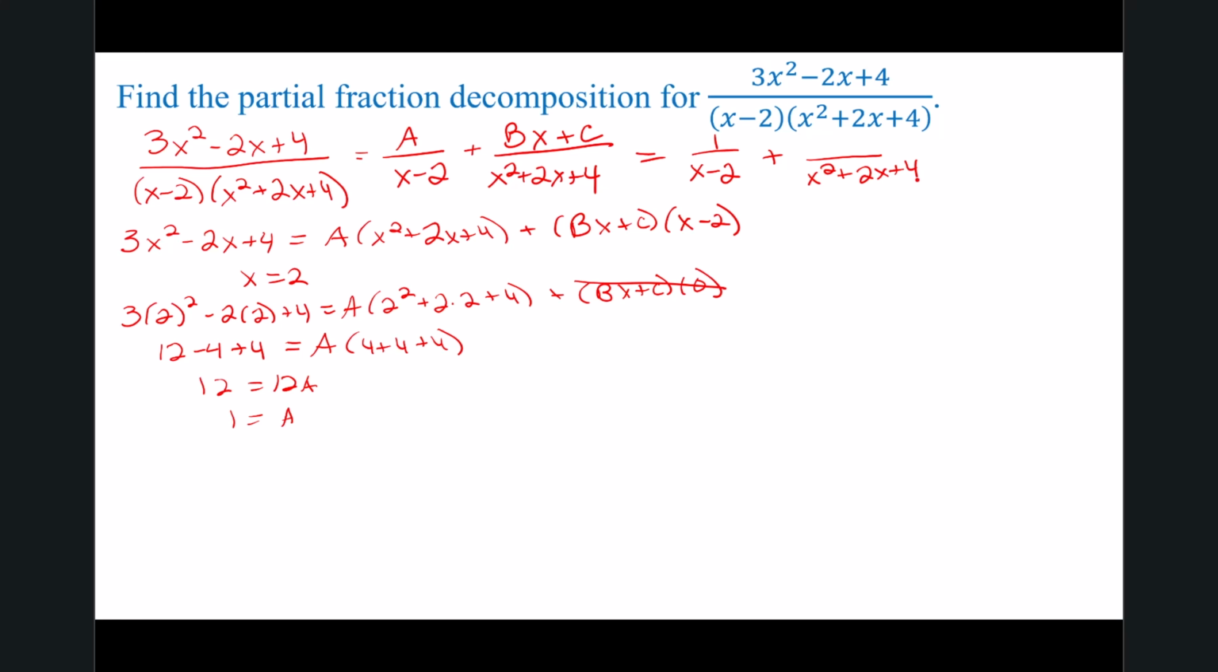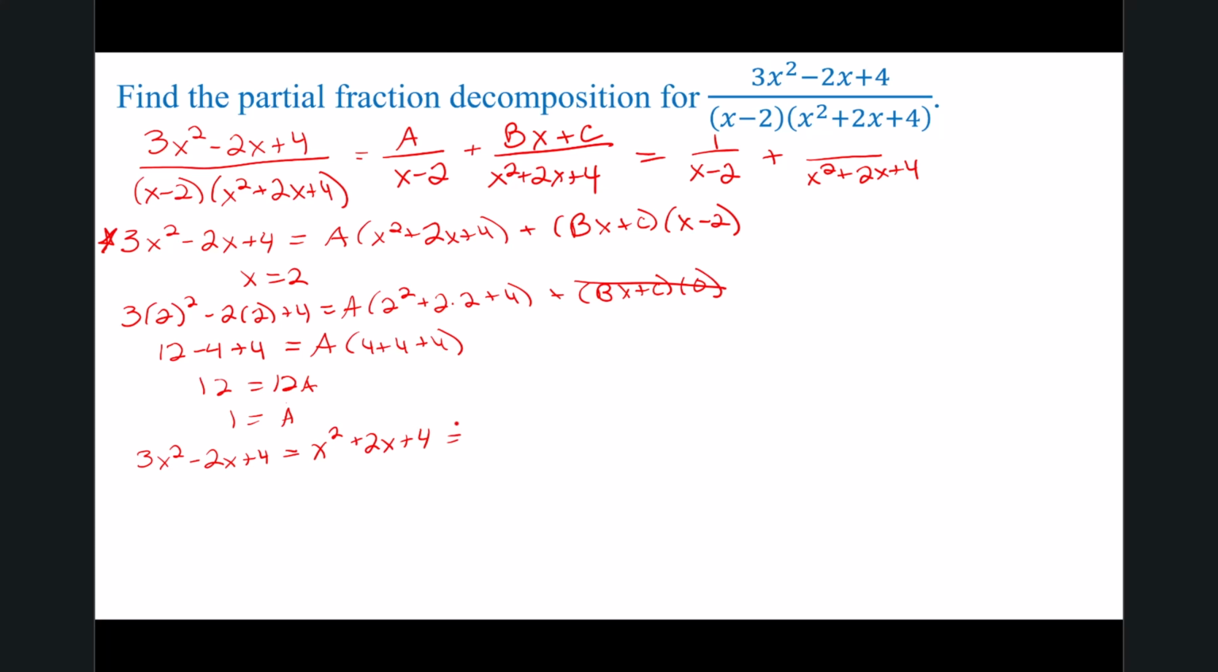To find b and c, there's no other way I can make any other factor equal to 0 by letting x be a number. So instead, what I'm going to do is take a equals 1 and substitute it into this equation right here, and then I'll distribute through and equate like terms. So I'm going to make a equal 1 and distribute through on the right side. So the left side is still 3x squared minus 2x plus 4. On the right side, I'm going to distribute a through the first parentheses. A is 1, so I'm distributing 1 of x squared plus 2x plus 4.